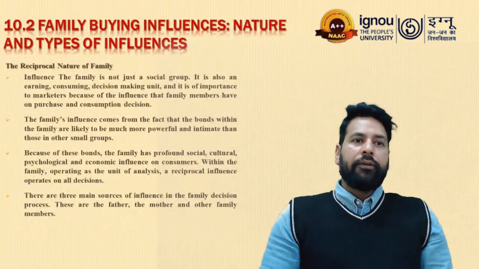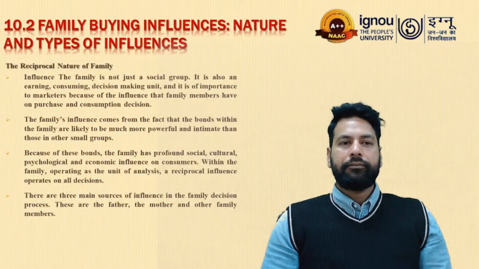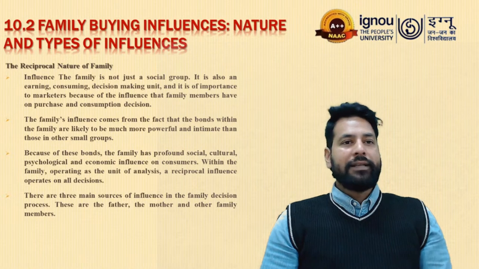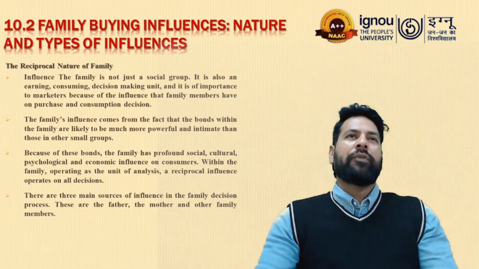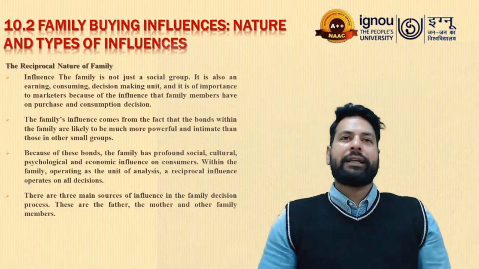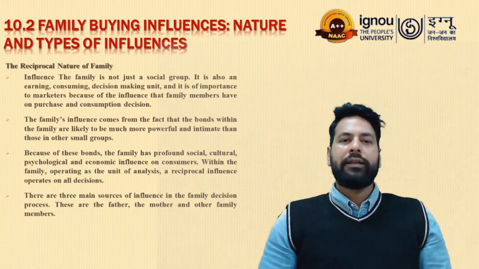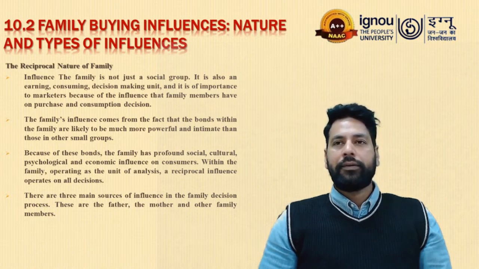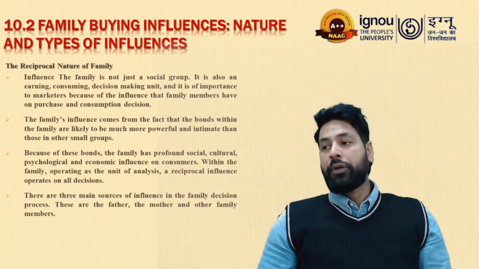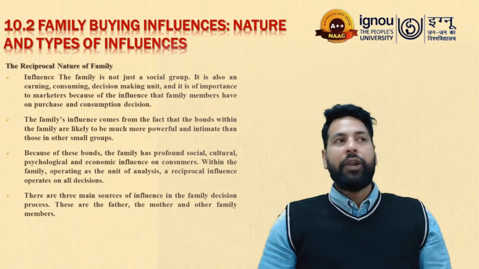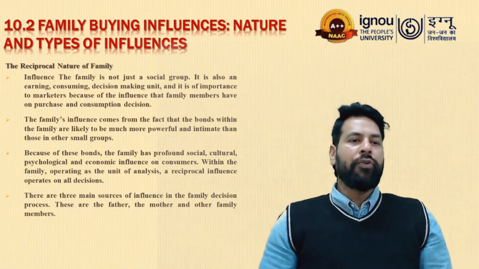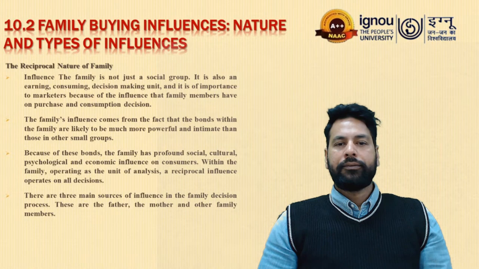We'll move on. Look at this. What it says, the reciprocal nature of family: it is not just a social group. Social group means people with common values and tastes who come together in a society. They are a consuming unit. And this is important because the bond of a family is much more important than your friends. And obviously, they have more influence and impact on an individual.